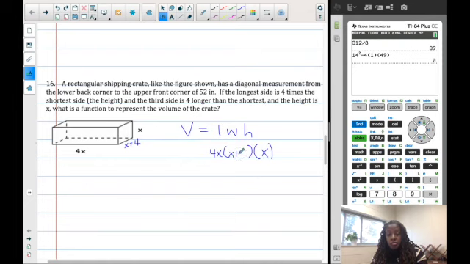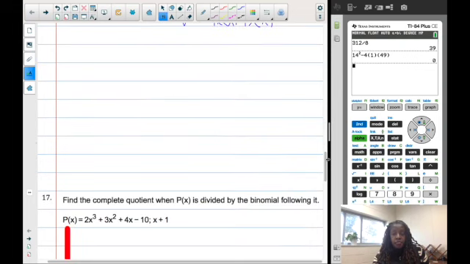And this could typically be a multiple choice question that you might see on your test, because you will have multiple choice questions and lots of them. And you'll just pick the volume formula. That's all there is to that. Let's look at 17 now.